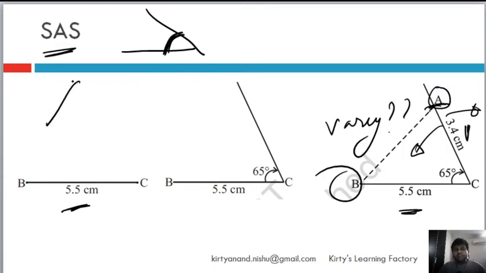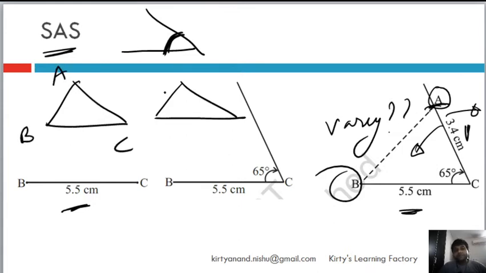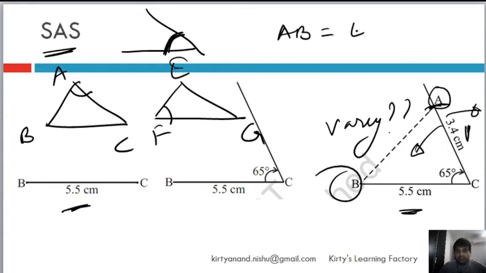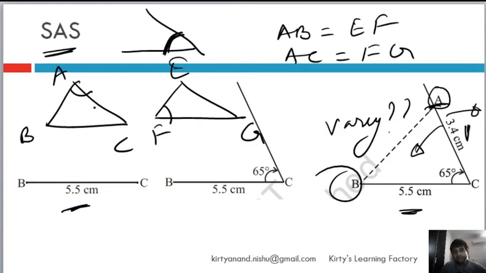Just remember that whenever you are drawing two triangles, let's say ABC and EFG. So let's say angle A is equal to angle F, and AB is equal to EF, and AC is equal to FG. In that case, how will we write the congruency?